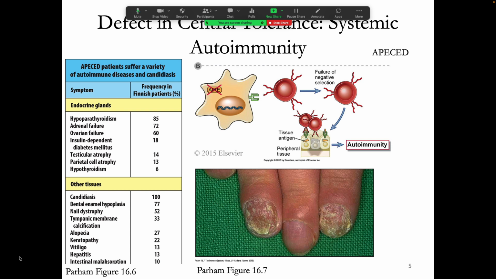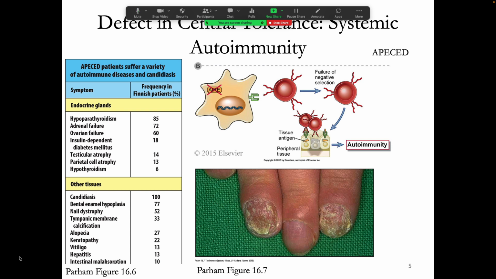So often there are some issues with the endocrine glands. The PE is polyendocrinopathy. You can see that many patients will have hypoparathyroidism, many will have adrenal failure, many of the women will have ovarian failure, and so you can see there are going to be these distinct different symptoms.